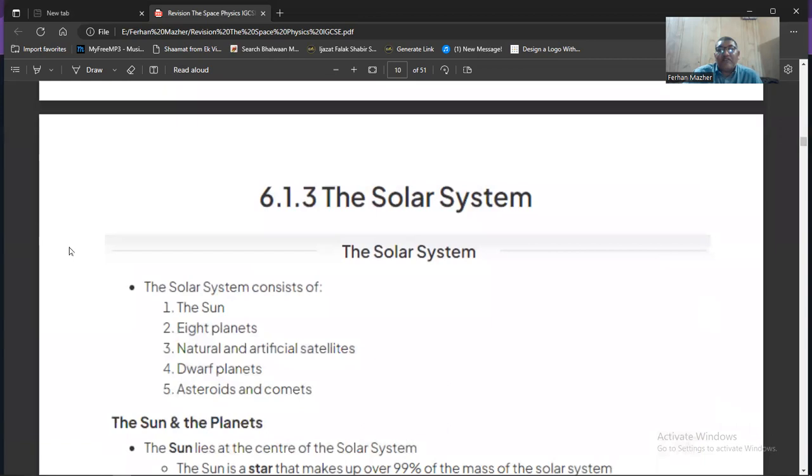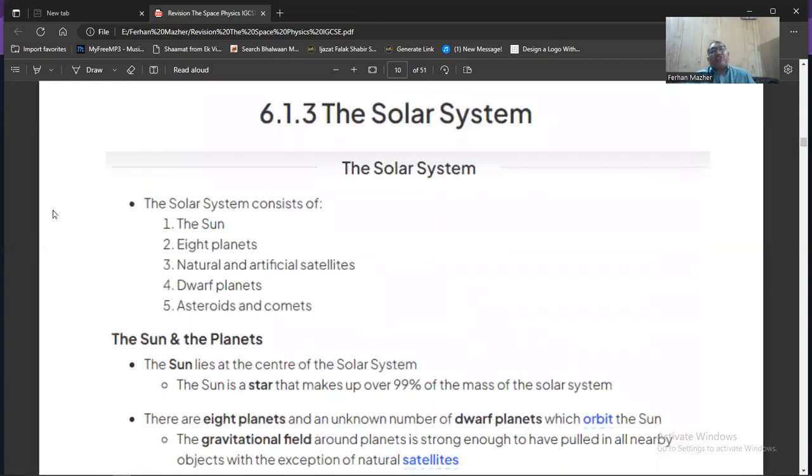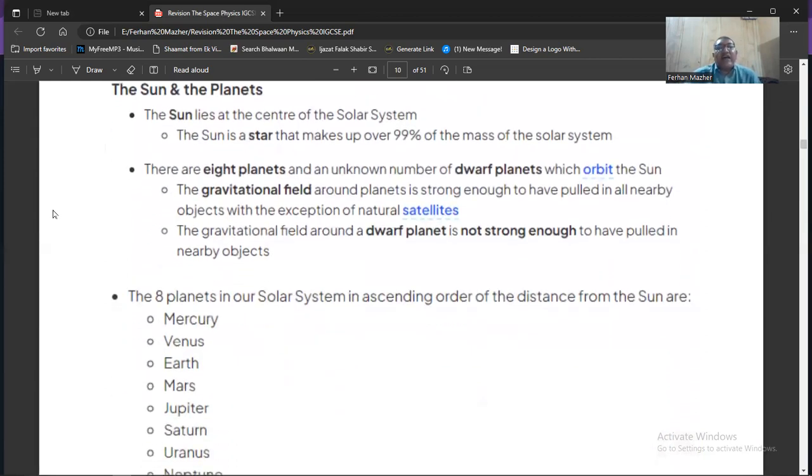The solar system. The solar system consists of the sun, 8 planets, natural and artificial satellites, dwarf planets, asteroids, and comets. The sun and the planets. The sun lies at the center of the solar system. The sun is a star that makes up 99% of the mass of the solar system.